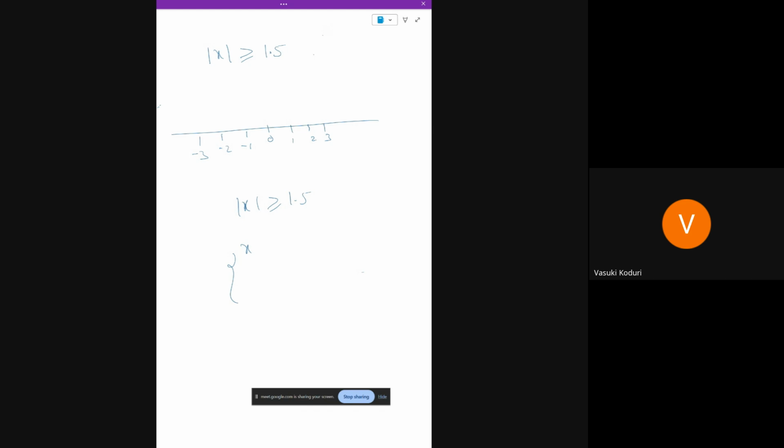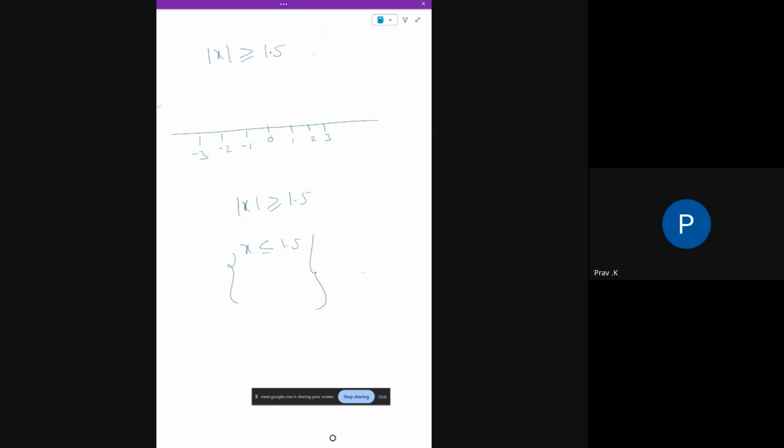If you are confused, don't worry. X is less than or equal to 1.5. Okay, x is less than or equal to, and then is that the one, or do you have any other equations? I think that's the one. Okay, we'll be there.